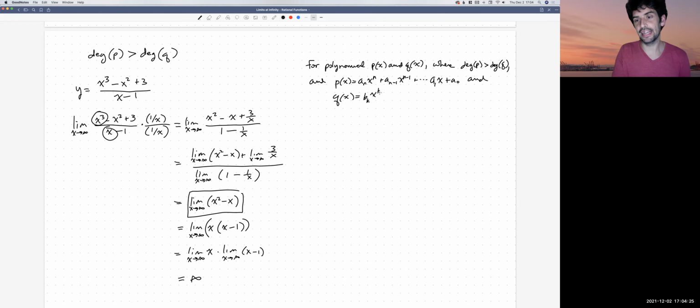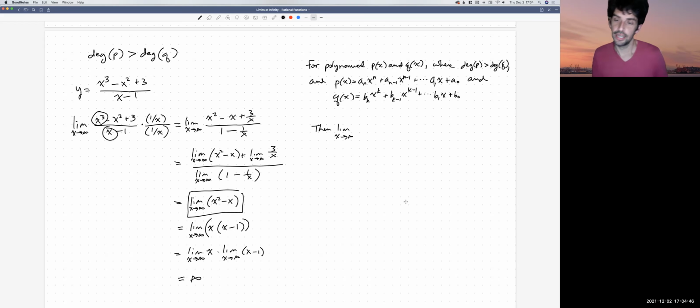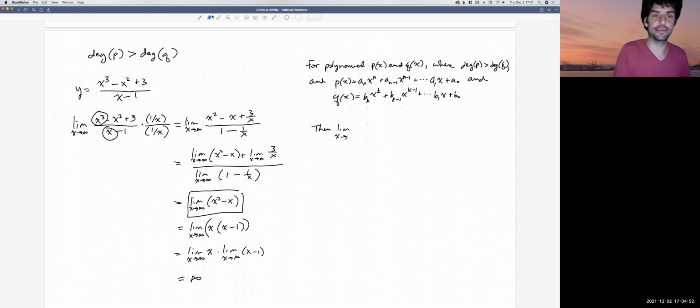And remember, k here is less than n because the degree of q is smaller. So b sub k minus 1, x to the k minus 1, down to b sub 1, x plus b naught. Then the limit as x goes to infinity, and this will also be one that's plus or minus infinity. So let's put that in, right? Again, we don't take those limits at once.